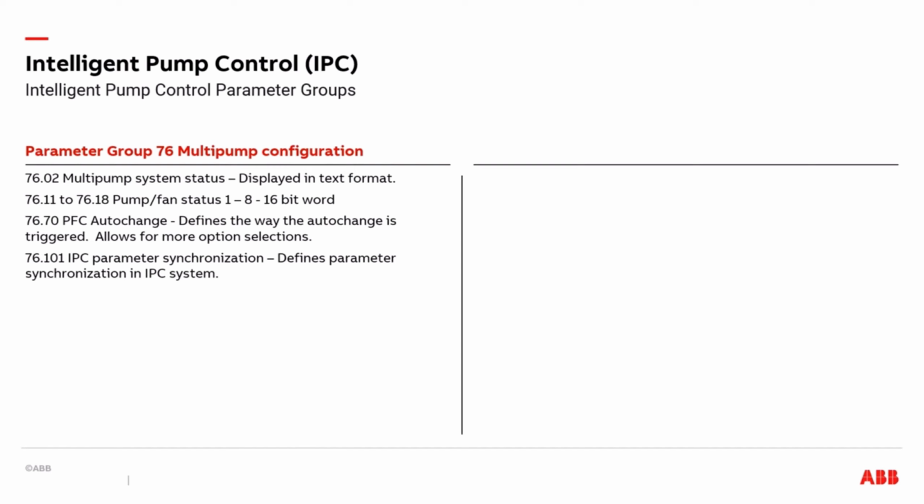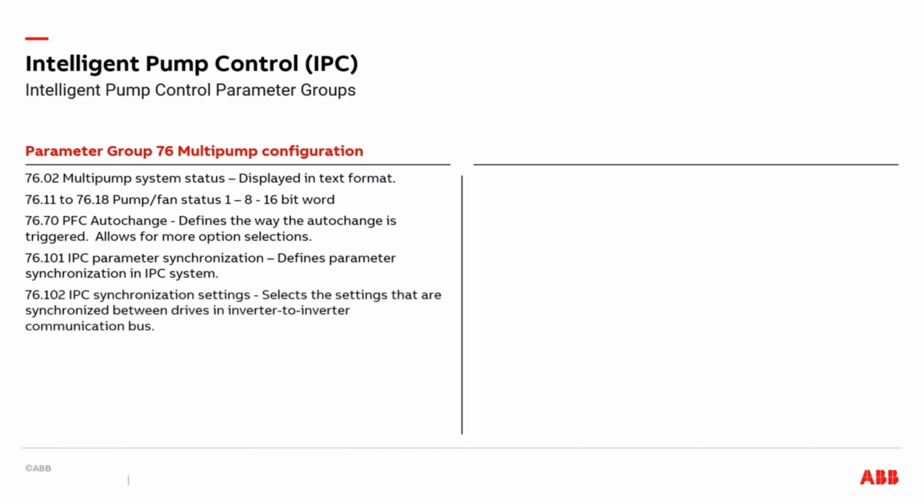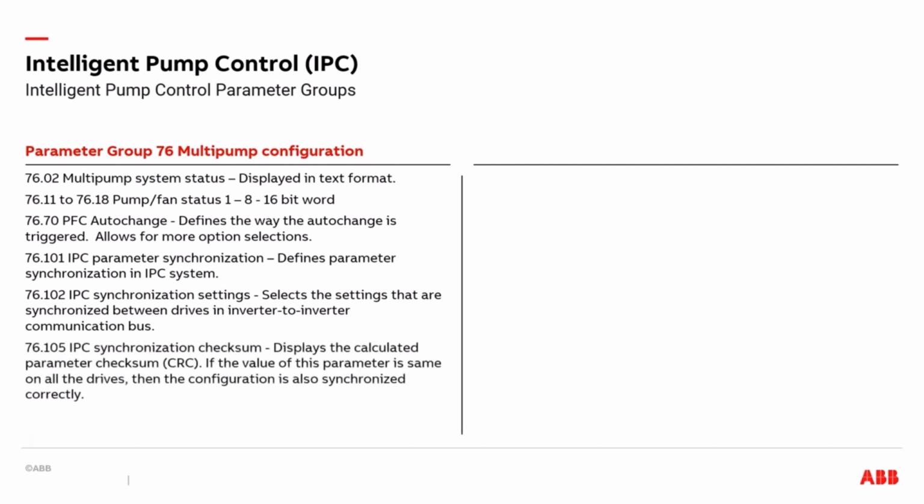76101, IPC parameter synchronization. This is actually set up in primary settings also. And 76102, IPC synchronization settings. This is also set up in primary settings too. But 76105, IPC synchronization checksum. This displays the calculated parameter checksum, under the CRC. If the value of this parameter is the same for all drives, then the configuration is also synchronized correctly.